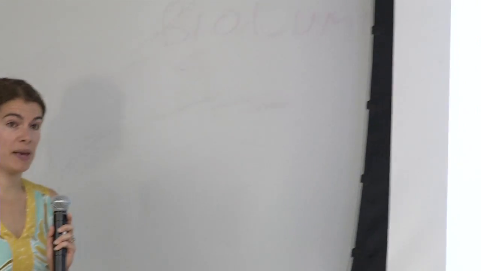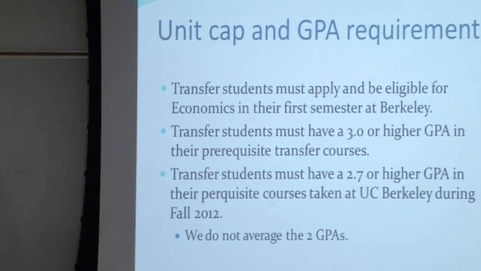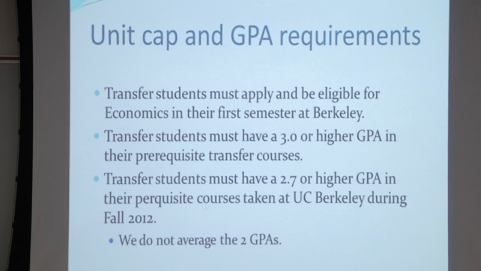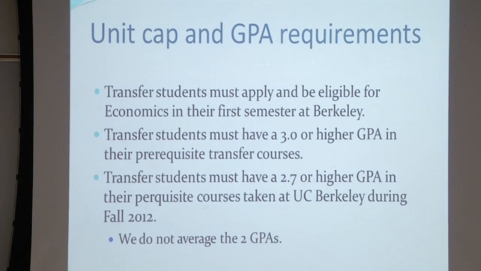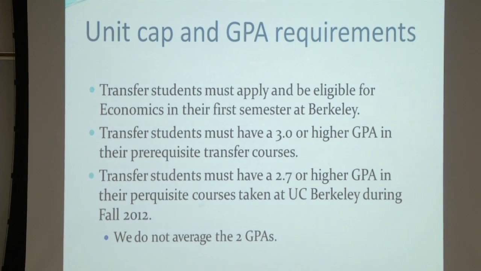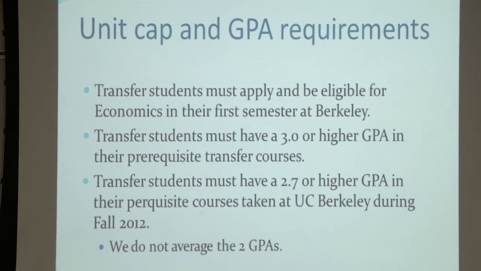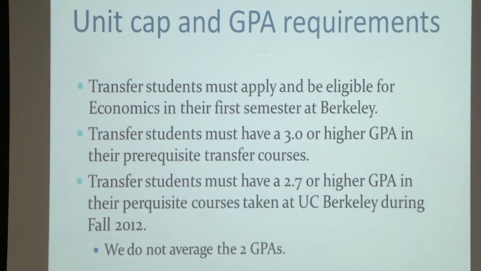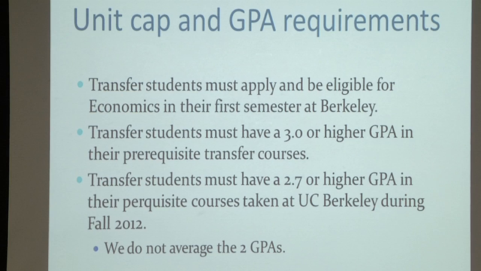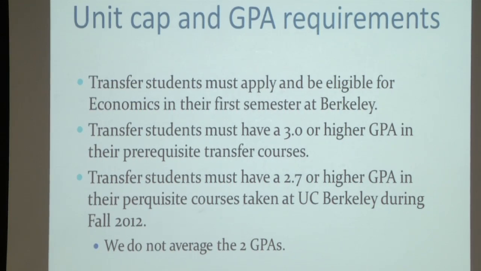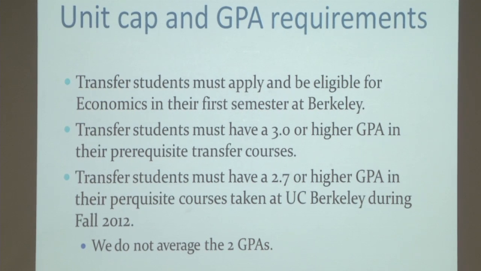Okay. And we are a capped major, which means we have a unit cap and GPA requirements. So as transfer students, you have to be eligible to declare econ at the end of your first semester on campus, and for all of you, that would be the fall semester. We don't count summer as a semester. I know some of you are probably taking stat over the summer here, or maybe finishing up the calculus. We don't consider that to be your first semester. So for everyone in this room who's going to be enrolled in the fall, you need to be eligible to declare econ at the end of the fall. You won't be allowed to submit an application in the spring.